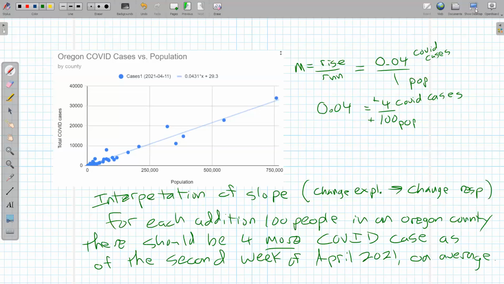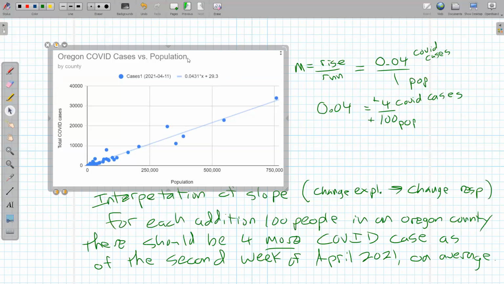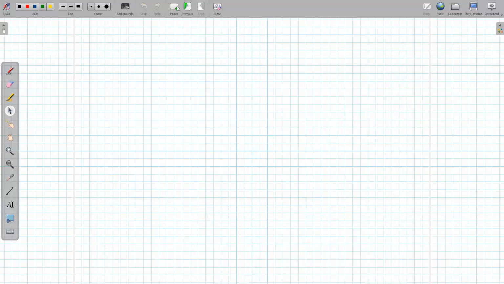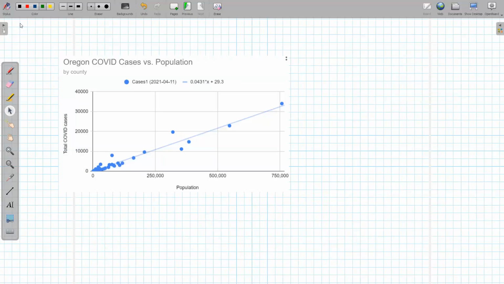So that's part of what you need to do for this activity. As far as predictions go, prediction means to use the equation. So for example, if a county had 250,000 people and I plug that into this equation, what would I get? Let's do that too for fun. So again, I have my linear model. This is my X, the population. Total COVID cases in April is my Y. And Y is equal to 0.04 X plus 29.3. And I'm going to do a prediction.